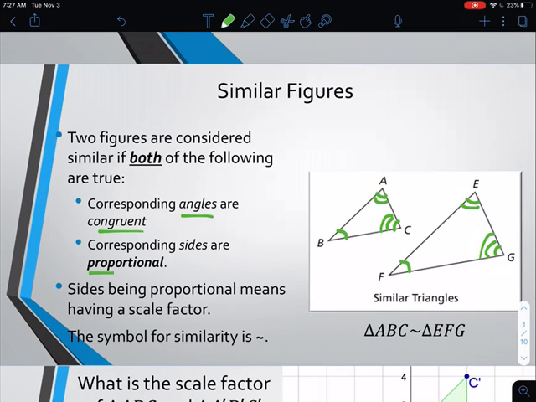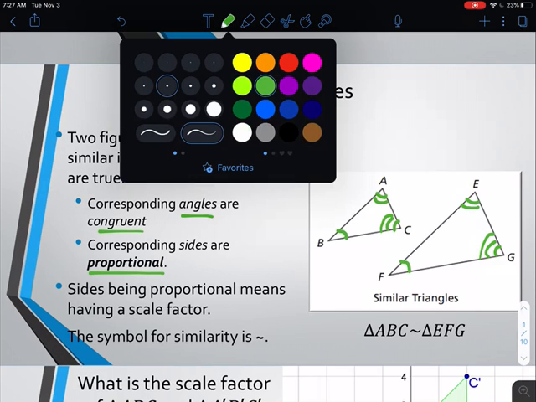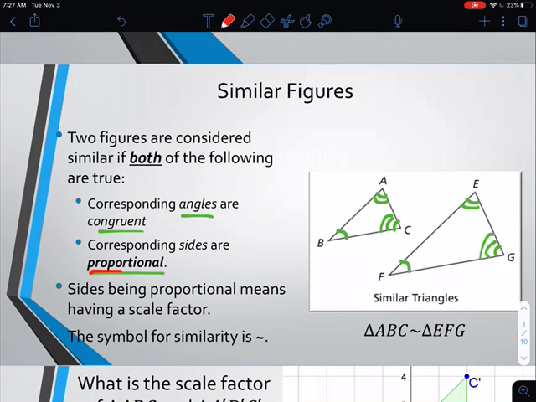The other thing that has to happen is corresponding sides have to be proportional. If we want to talk about proportional, what we mean is that it has a scale factor. So every side gets multiplied by 2, or every side gets cut in half.